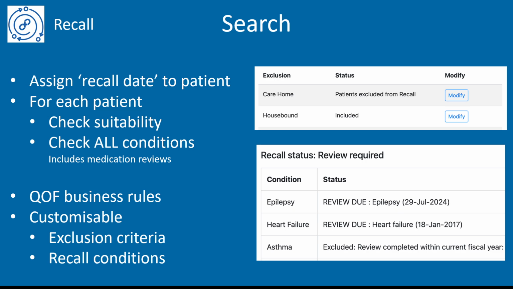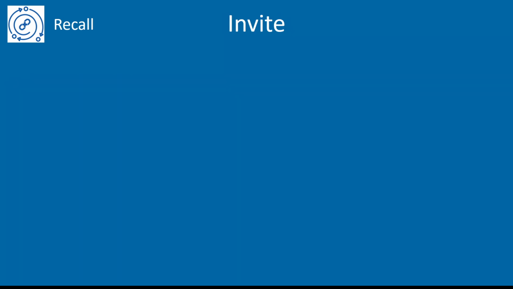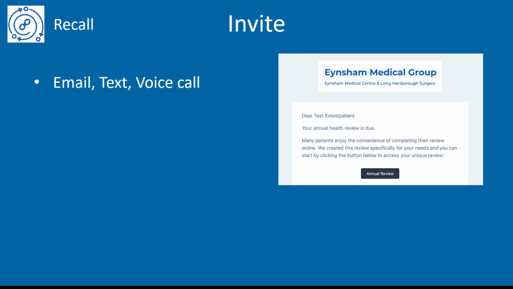If the patient requires a review of at least one condition, we send them an invite. How do we go about doing that? First of all, we try and send them an email based on the email address that we pull out of the record. If we don't have an email, we send them an SMS. And finally, if they've opted out of those or we don't have those contact details, we place an automated phone call to their landline, giving them the details of the invite.